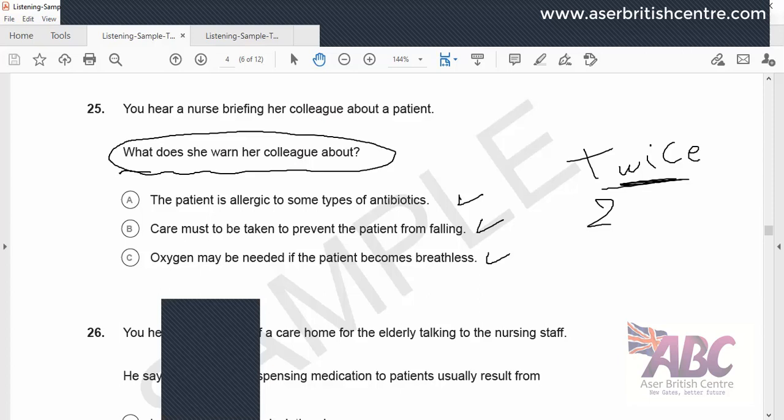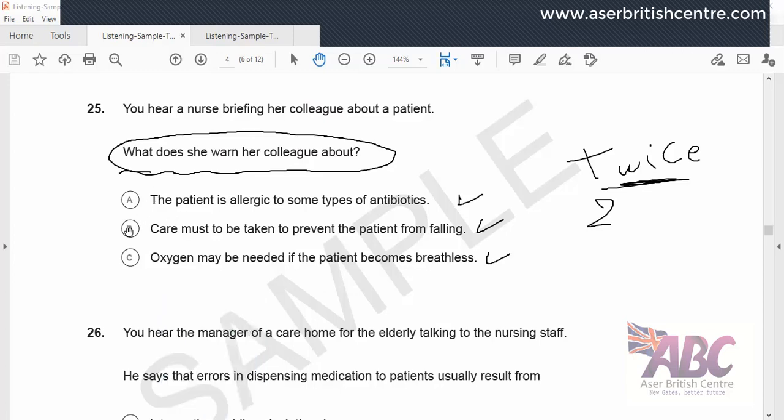Okay. She said she's at risk of fall, so I would choose B. Thank you very much. And this is the right answer, B.